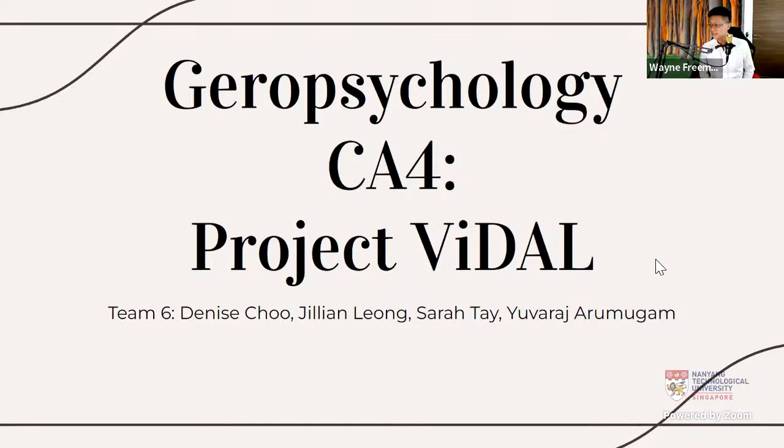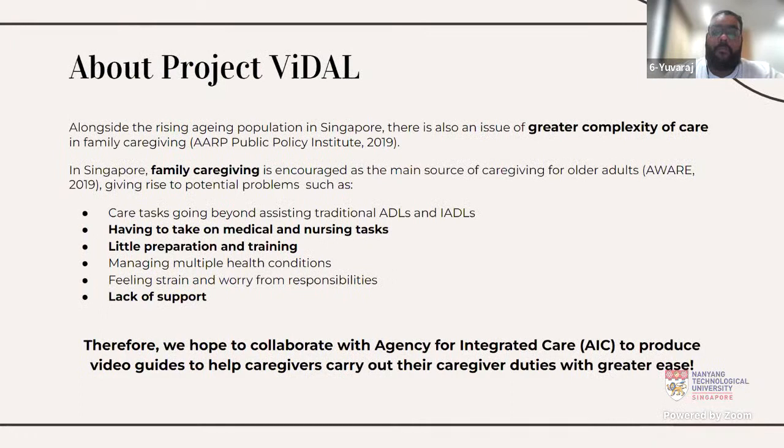We are Team 6 and representing Project Vital. In recent years, there's a rising aging population in Singapore and an issue of greater complexity of care in family caregiving. Family caregiving remains the main source of caregiving for older adults, giving rise to potential problems such as engaging in medical and nursing tasks, feeling unprepared for caregiving, lack of support, and more.